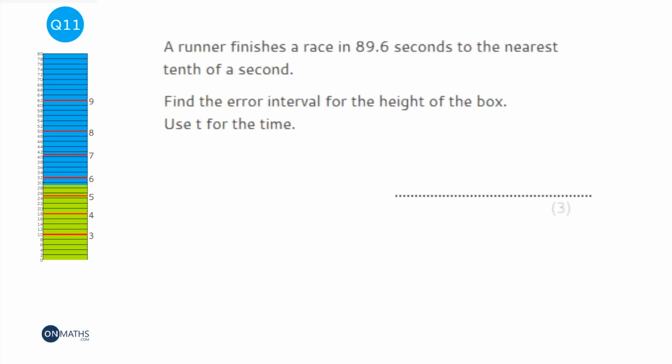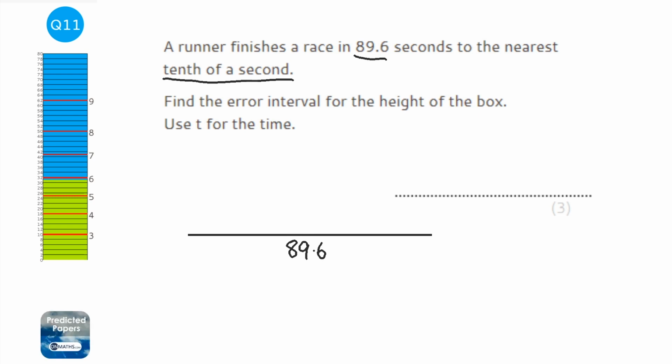Okay, so to do this question, I'm going to start off with a number line, and I'm going to put the number given to us in the question in the middle, so 89.6. Now it says it's the nearest tenth of a second, so what I want to do on the left hand side is put the next number down. So what could it have rounded to if it was slightly less? Well, the next one down would have been 89.5, and the next one up on the other side would have been 89.7.